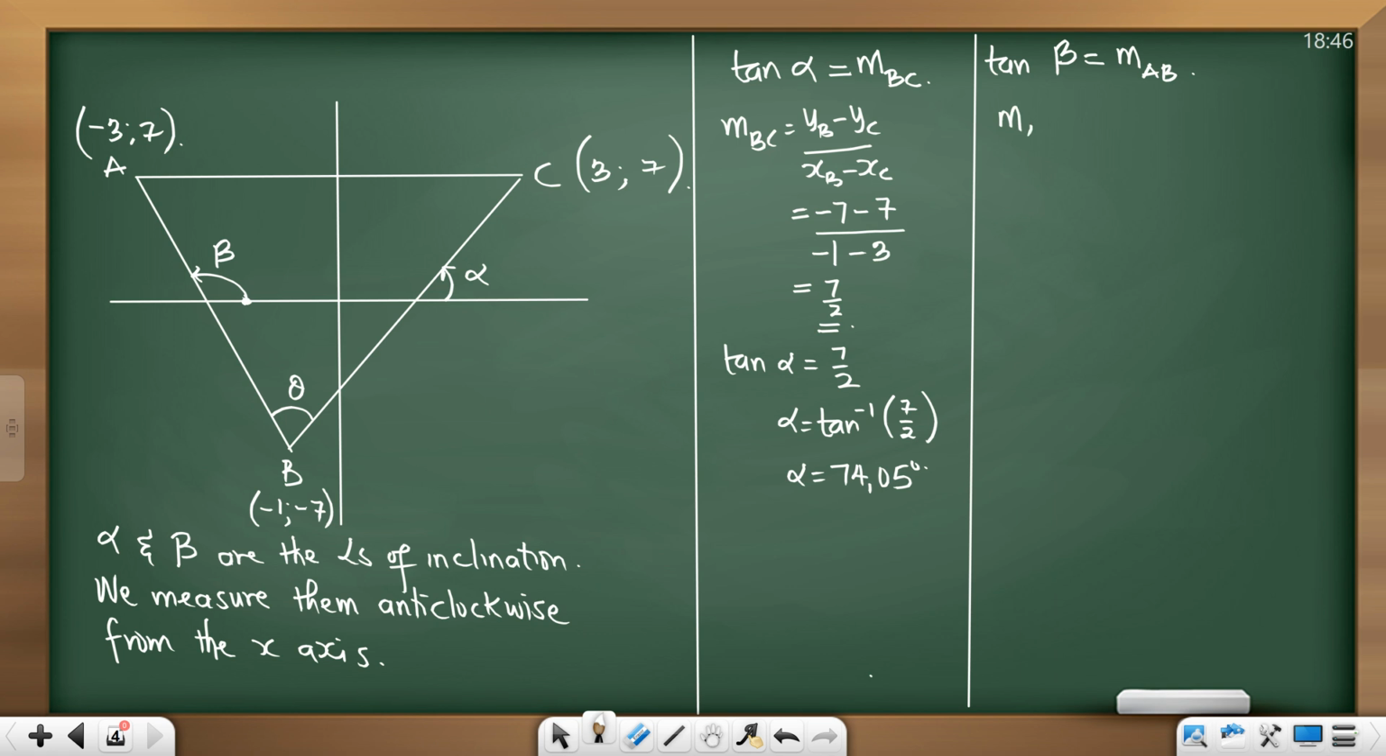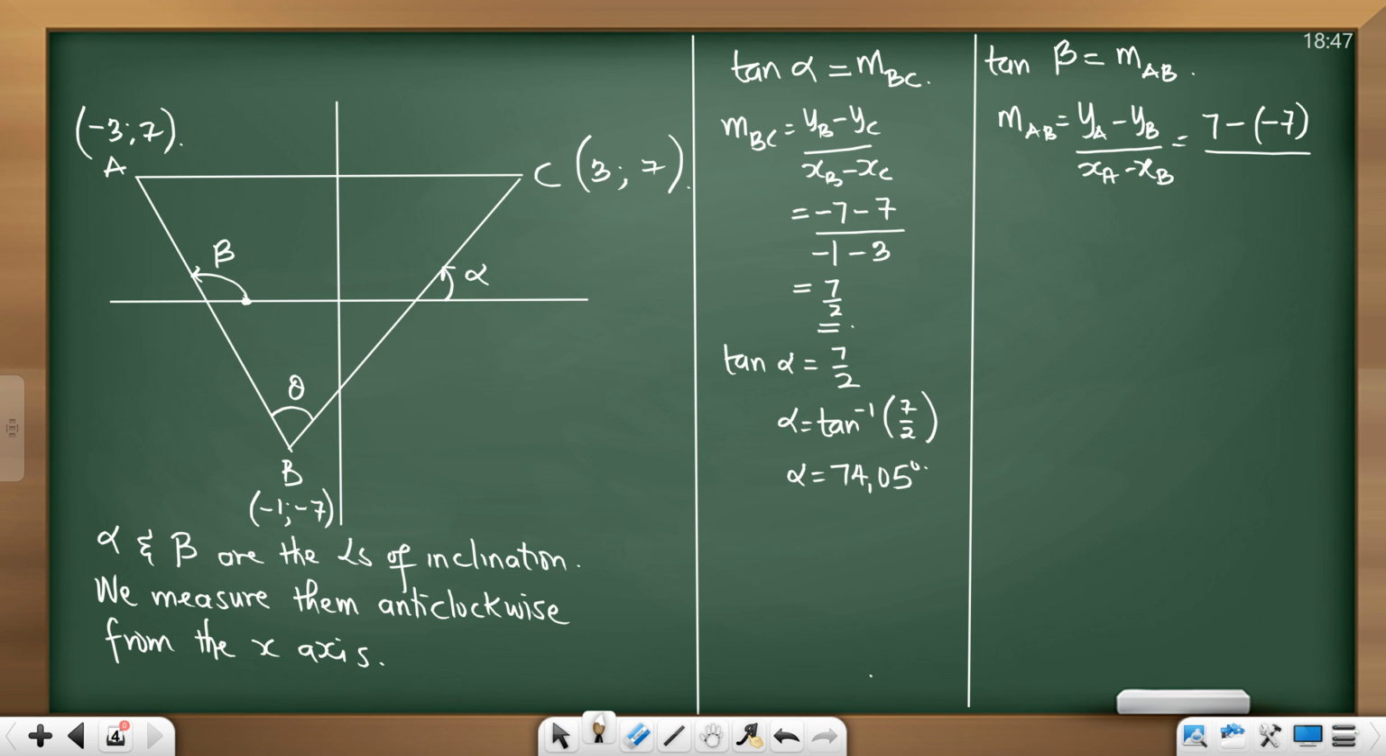So my good learners, let's find the gradient of AB. YA minus YB over XA. Now, what's the Y value of A? You can go ahead and calculate as well. Y value of B. My answer should be negative though.